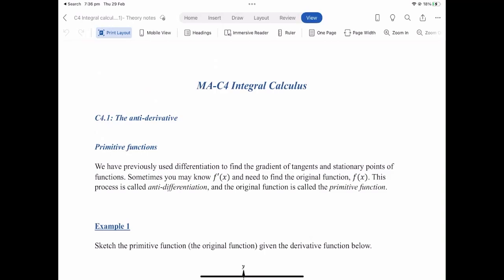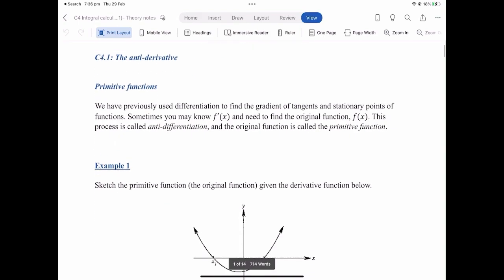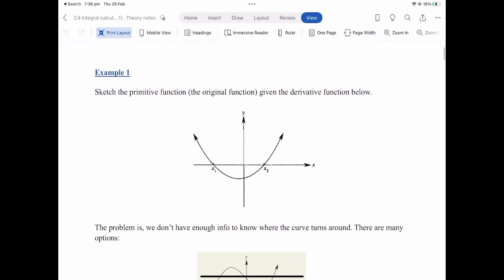Okay, so the antiderivative. Now, the antiderivative, also known as the primitive function, is basically just the opposite of differentiating. So we're going to give you the derivative, and what we want you to do is give us back the original function. So what would we have had to differentiate to begin with? And so what we're going to do is look at how we can do that. But first we're going to start off by looking at an example like this.